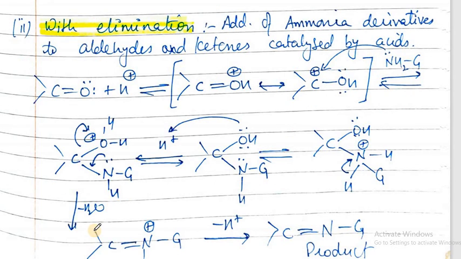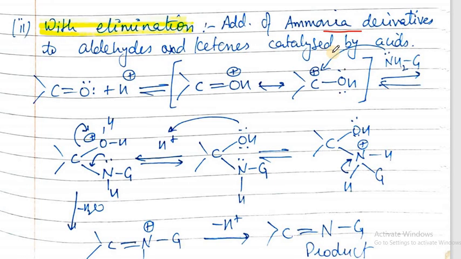Now the reactions in which small molecules are eliminated: here we have mainly done the addition of ammonia derivatives to the aldehydes and ketones, which are catalyzed by acids. This is important, that it is in a weakly acidic medium. In a strong acidic medium, the ammonia derivatives will have positive charge on nitrogen, they will no longer be nucleophiles, so the medium should be weakly acidic.